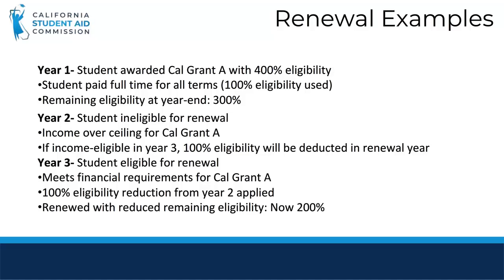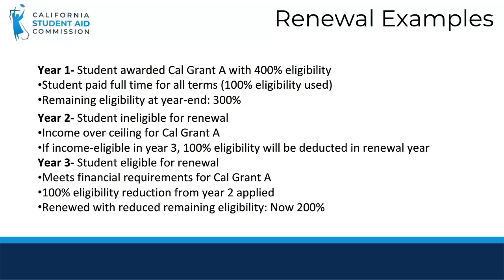In this example, a student was awarded a Cal Grant A in their first year at college because their income was below the ceiling. In the student's first year, they attended college full-time and they used 100% of their 400% four-year eligibility. However, in year 2, they were made ineligible because their reported family income from the prior year rose to be above the Cal Grant A ceiling.